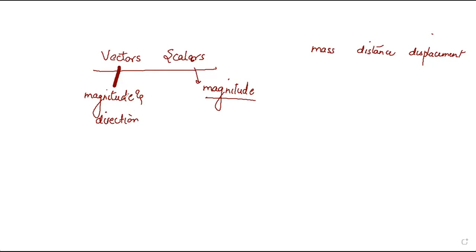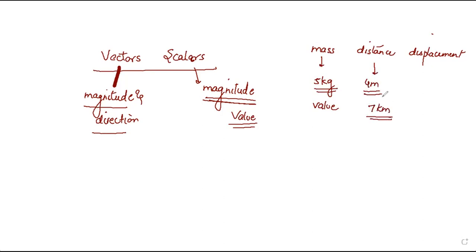Okay. So basically, I was saying that vectors are those quantities that have magnitude and direction, and scalars are those that have just the magnitude. Magnitude means the value, just the value. If I say mass, 5 kg, 5 kg signifies its value. Distance means 4 meters or 7 kilometers. So that is the magnitude, or the value. And direction, we know I can write east, west, north, south. This is direction. Now I have to see whether the quantity can be specified as vector or scalar.